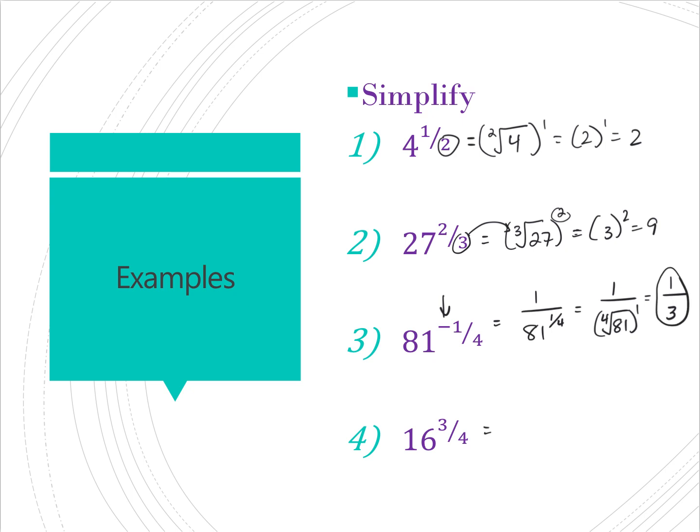And the last one here is going to be 16 to the 3/4 power. So again, that's the 4th root of 16 cubed. So the 4th root of 16 is 2, and 2 cubed is 8.